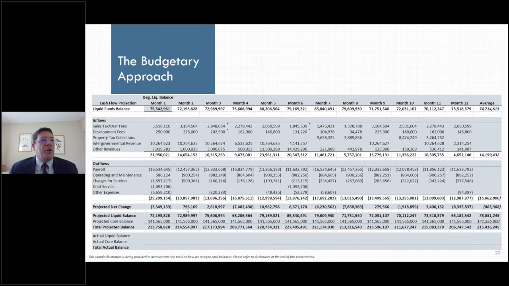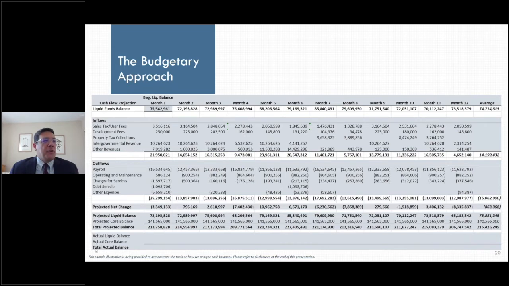And then now here you had a net change of positive 796,000. So you went from 72.193 to 72.989, and that becomes your new balance, and so forth. You're going to do this for the next 12 months. You're trying to extrapolate. This is a look into the future of where you think it may stand.